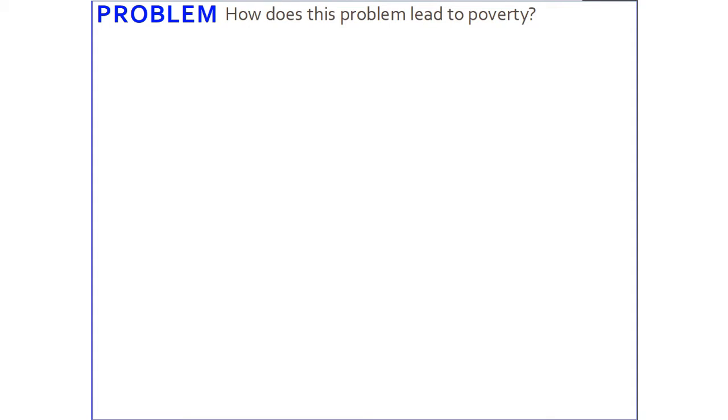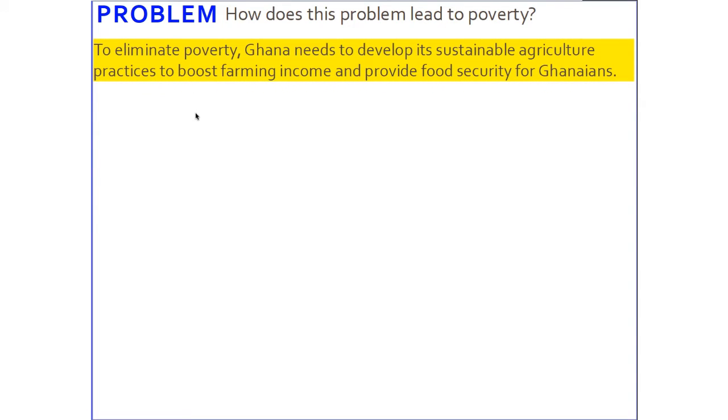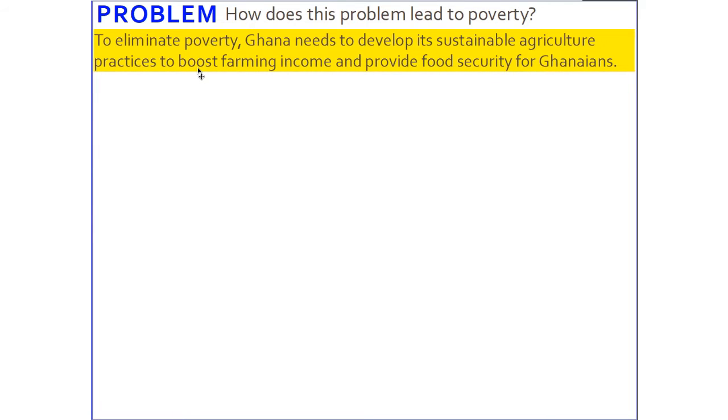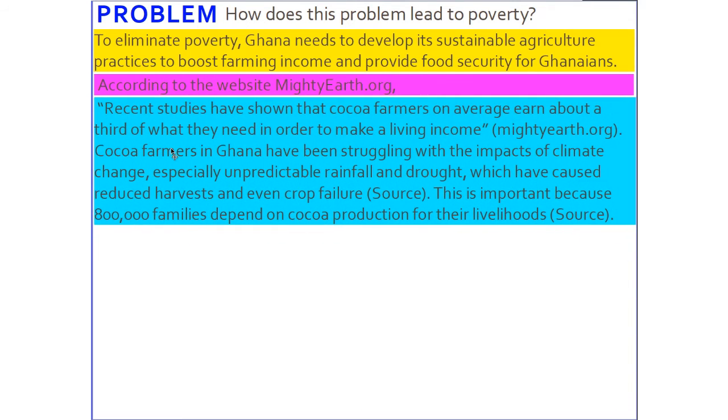So let's look at a problem paragraph first. So I'm going to answer in my explanation here, how does this problem lead to poverty? Let's look at my topic sentence really quick. So to eliminate poverty, Ghana needs to develop its sustainable agricultural practices to boost farming income and provide food security for Ghanaians. So that means that my explanation here, or my evidence here, needs to talk about food security and how that causes poverty. This is my intro evidence according to the website mightyearth.org, and then this is my evidence that I'm going to explain.